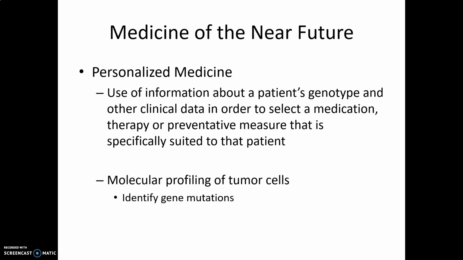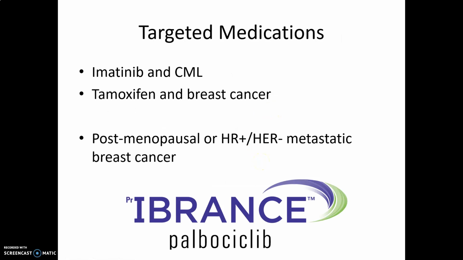It's looking at a person's genotype and other clinical background information to select a certain medication or therapy that's specific to their condition. So you've heard of these commercials on TV that say, oh, are you HER2 positive or HR positive, HER negative? If so, this is the drug for you. Okay? Let me back up. So we can look at the genetics of the person, and we can profile the tumors to see what type they have. So looking at the mutations that are specific to their tumors and looking at their genotypes surrounding certain things helps us to target these medications.